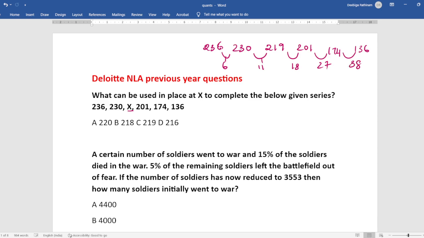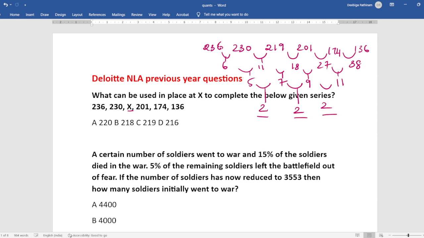Fine. So now the difference between 6 and 11 is 5. Between 11 and 18, it's 7. Between 18 and 27, it's 9. And the difference between 27 and 38 is 11. So if you find the differences, between 7 and 5 it's 2, between 9 and 7 it's 2, between 11 and 9 it's 2. So the ultimate difference is always 2.